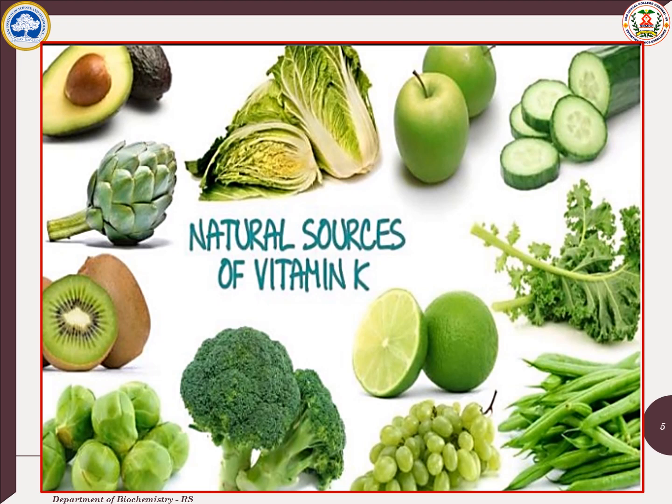This slide depicts the natural sources of vitamin K. As you can see, vitamin K is widely distributed in all green colored vegetables and fruits. So the kiwi, broccoli, lemon, spinach, grape, green grapes, green apple, lettuce, avocado. These are some of the important sources of vitamin K.